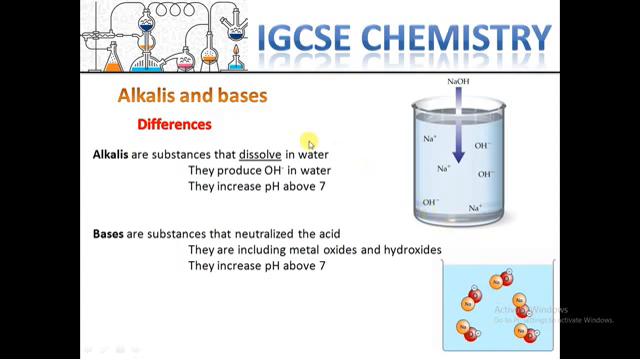But on the other hand, alkalis are dissolved in water, and they produce hydroxide anion. Here, for example, NaOH or sodium hydroxide dissolves in water and produces OH.